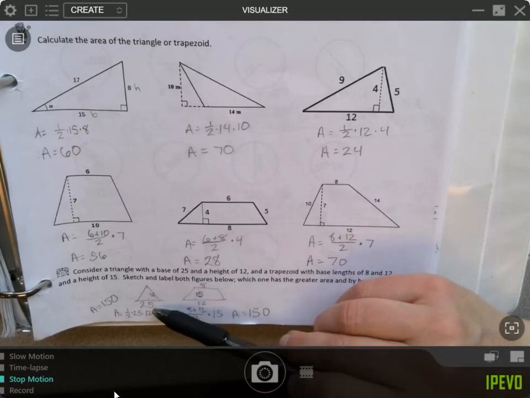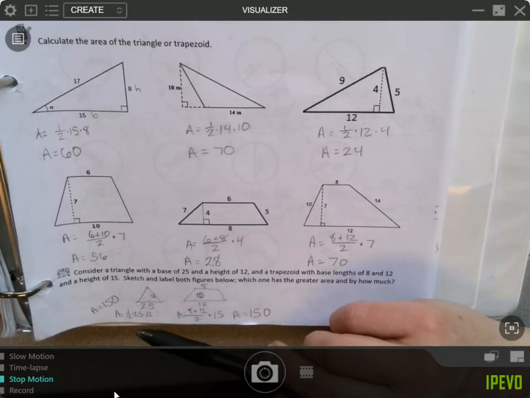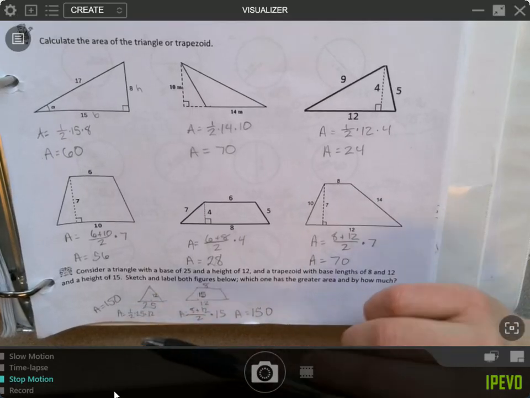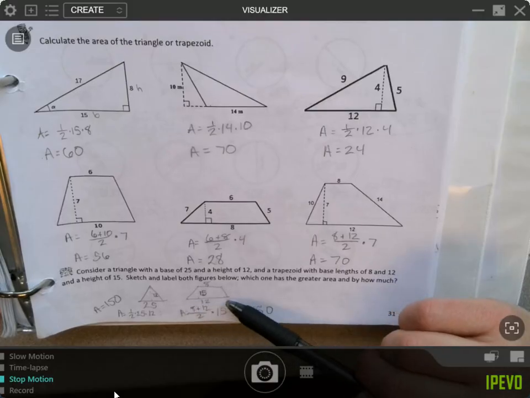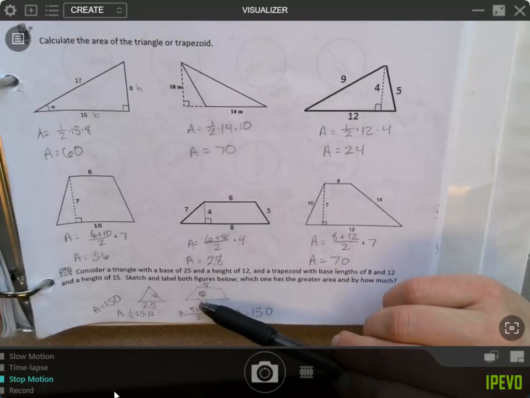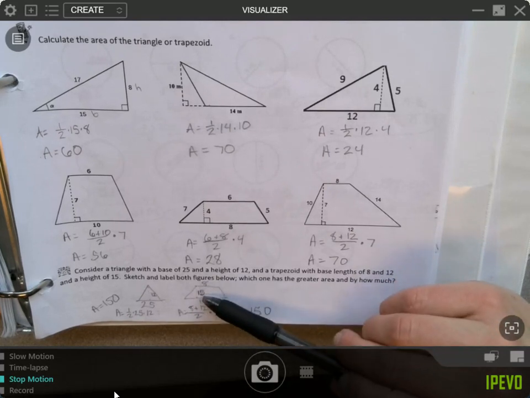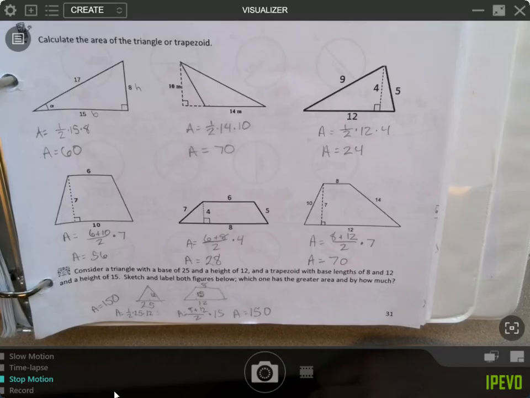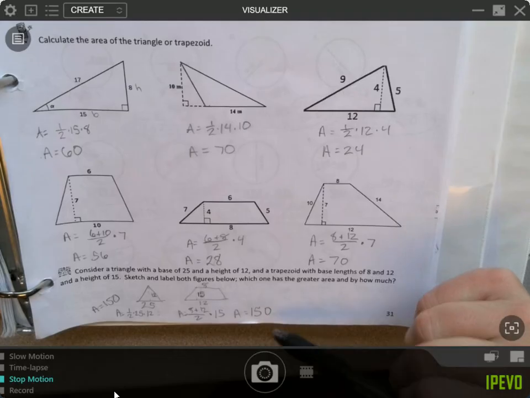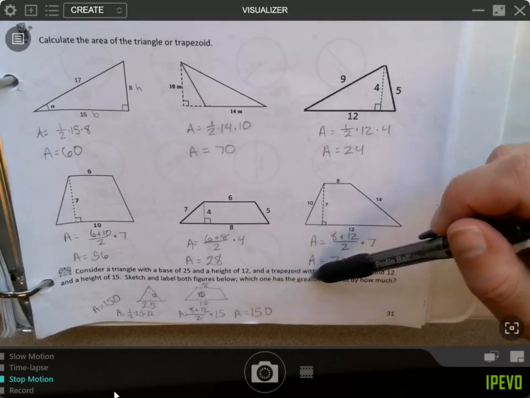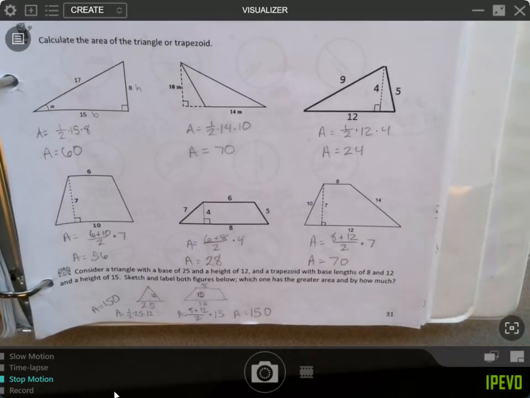To find the area, that was 1/2 times 25 times 12, which gives us 150. For our trapezoid, you should have 12 on the bottom, 8 on the top. Going straight up and down between the two should be your height of 15, not a diagonal. No diagonals. Do the formula and you get an area of 150. Our question says which one has the greater area and by how much? They are equal. They are the same amount.